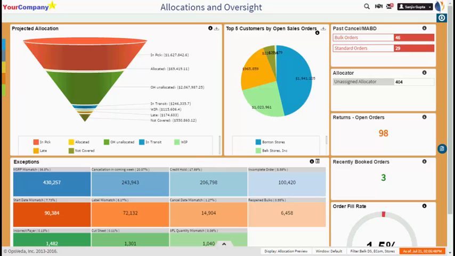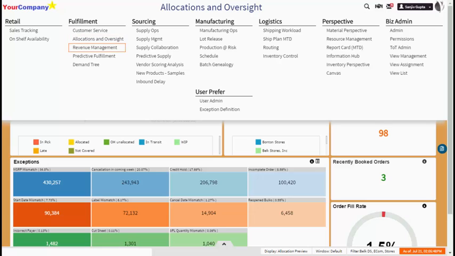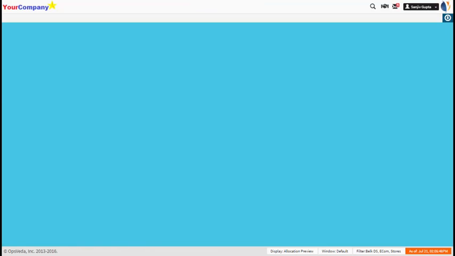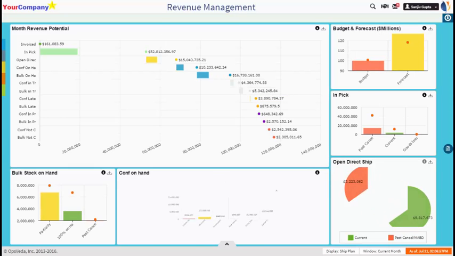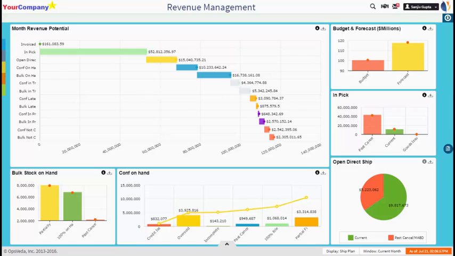Let's now switch gears to see how my executives, so people who are responsible for managing revenue, what kind of visibility do they have? So the same system that provides visibility to the customer service rep to manage their day-to-day activity, to manage things that they are responsible for and take action, the same system also provides visibility to my senior management with respect to how we are doing against the target or the budget for the month from a revenue perspective.